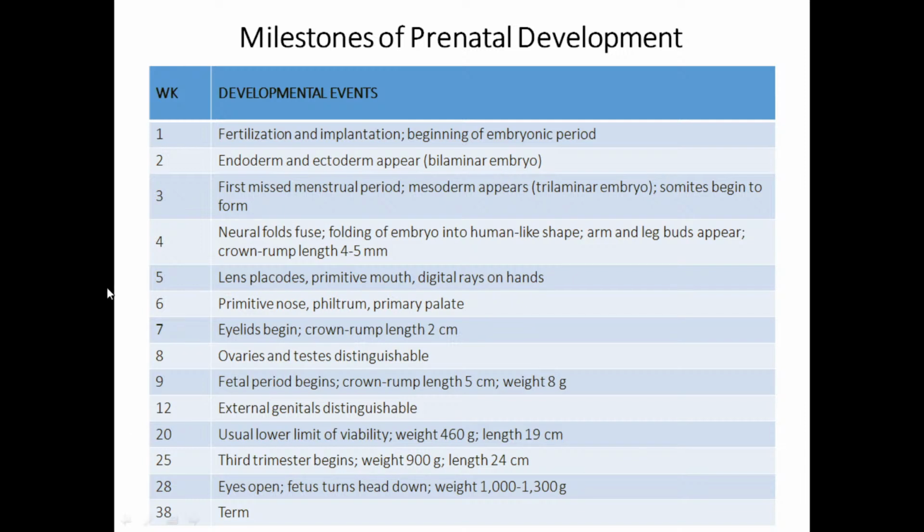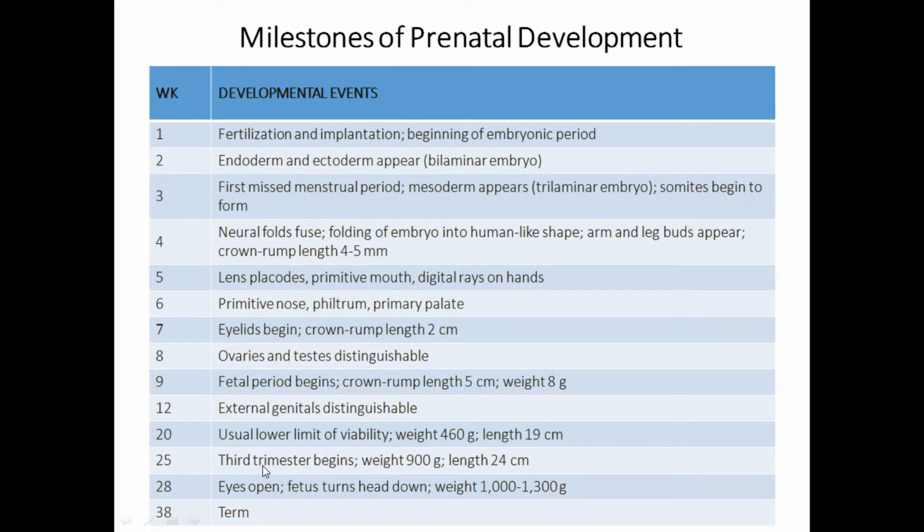At 8 weeks, sex distinguishable, 9-week fetal period begins, and during this period, some pathogenic factors can cause fetopathology. Crown rump length about 5 centimeters, weight about 8 grams. 12 weeks, external genitalia distinguishable. 20 weeks, usual lower limit of viability, weight about 460 grams, length about 19 centimeters.